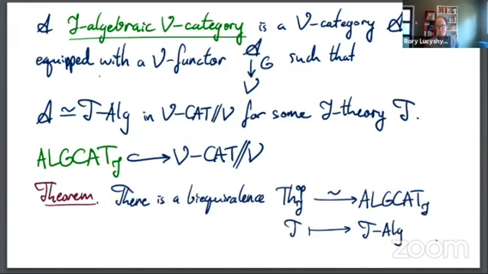And we can prove that the functor that sends each J theory T to the category of T algebras, considered as a J-algebraic V category, is actually a biequivalence between the locally discrete 2 category of theories J-op and the 2 category of J-algebraic V categories. Okay, using well-known ideas. The semantics functor here co-restricts to a biequivalence.